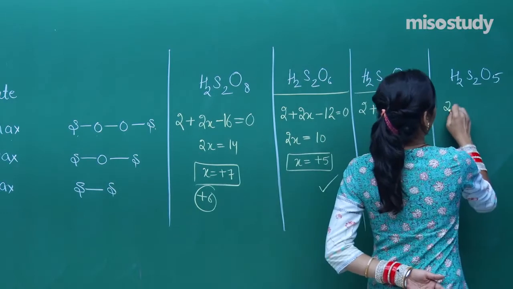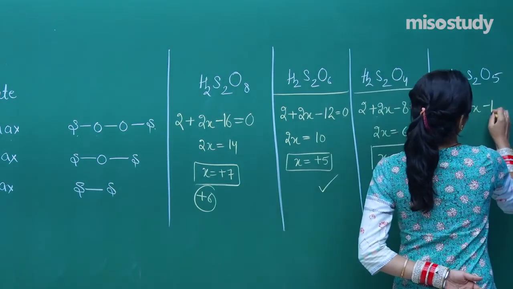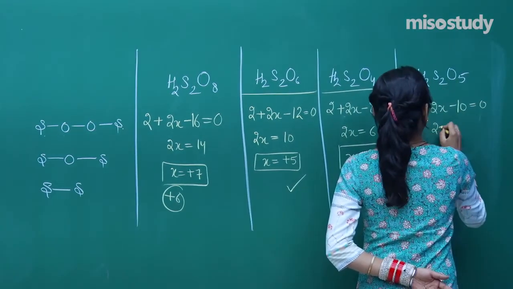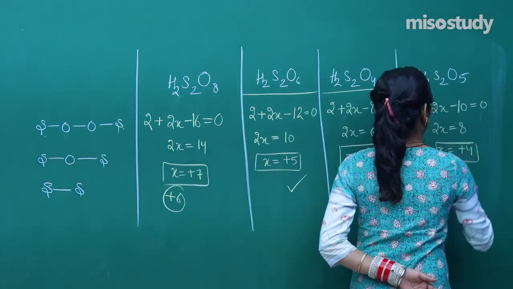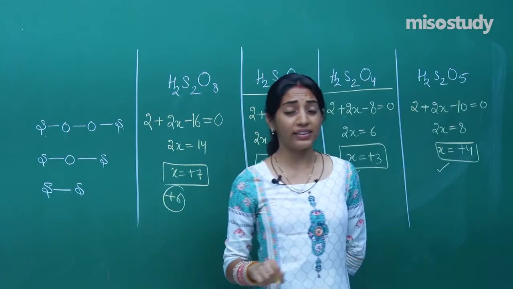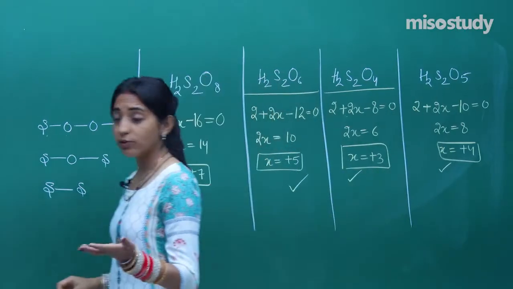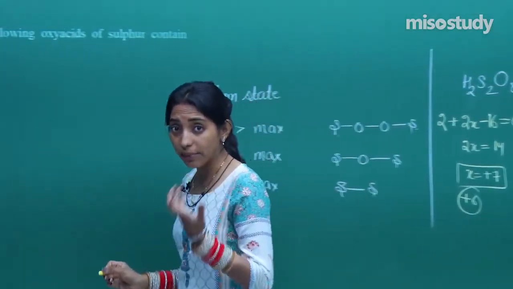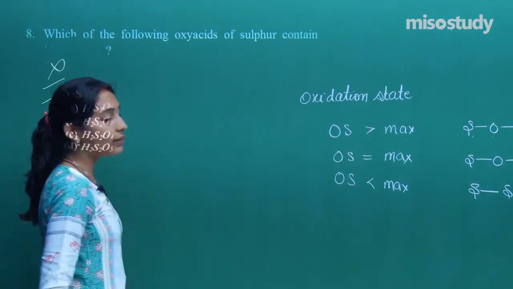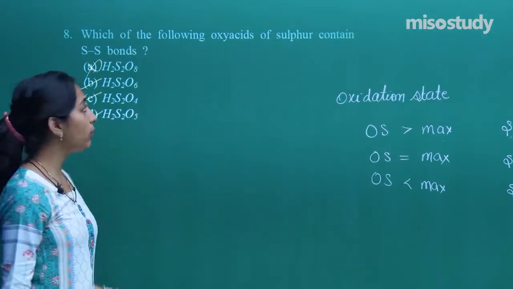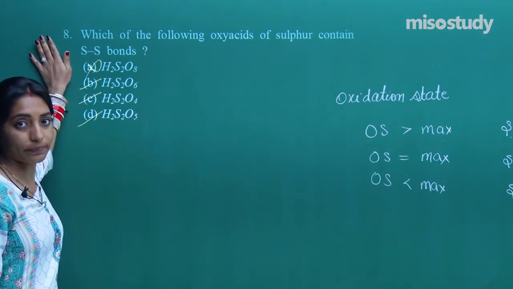Now we will have 2 plus 2x minus 10 is equal to 0. 2x is equal to 8, x is equal to plus 4. Yes, the oxidation state is less than 6. And whenever the oxidation state is less than 6, less than the maximum, then an S-S bond will be there. So all the three, B, C, D, will be correct options for this particular question.